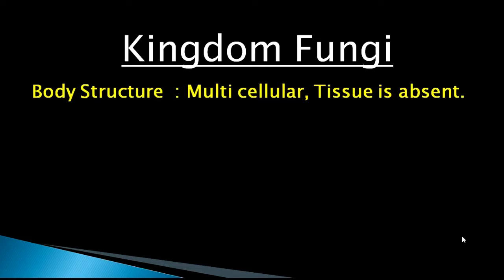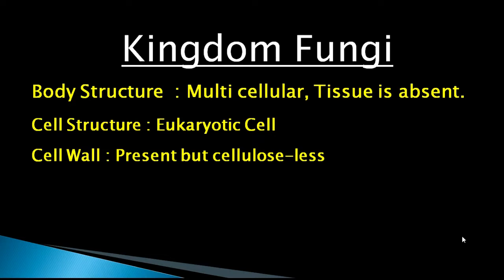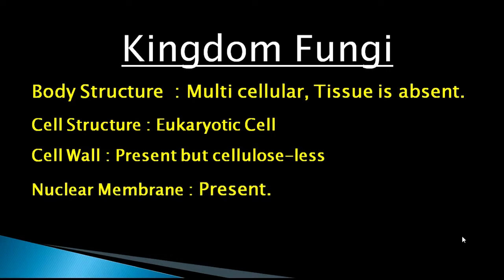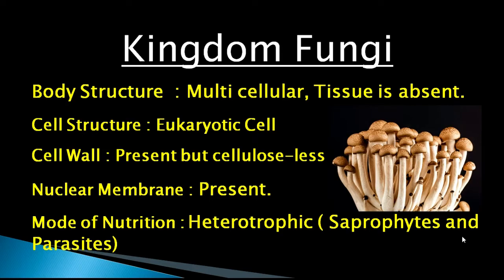Kingdom Fungi. Body structure: multicellular, but tissue is absent. Cell structure: eukaryotic cells. Cell wall is present but cellulose-less. Nuclear membrane is present. Mode of nutrition is heterotrophic, saprophytes and parasites. Example: fungus, mushrooms, etc.